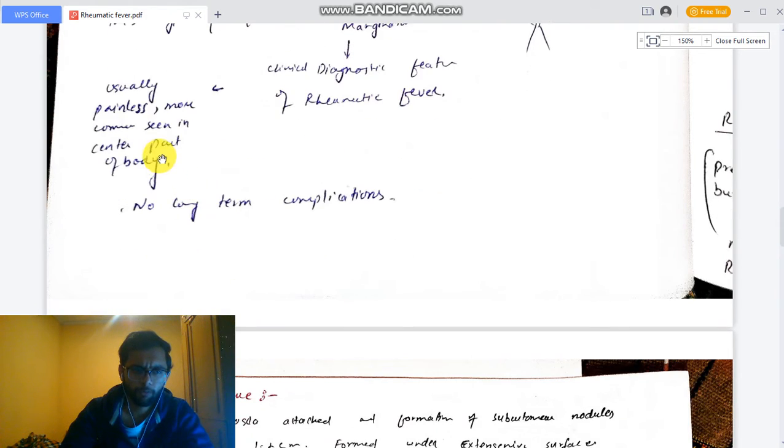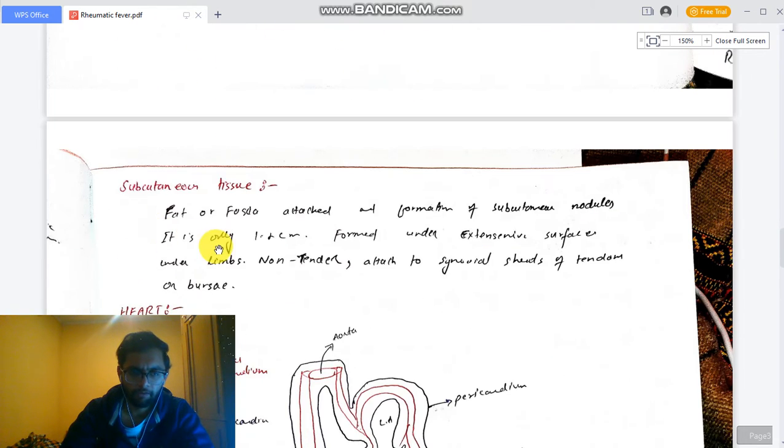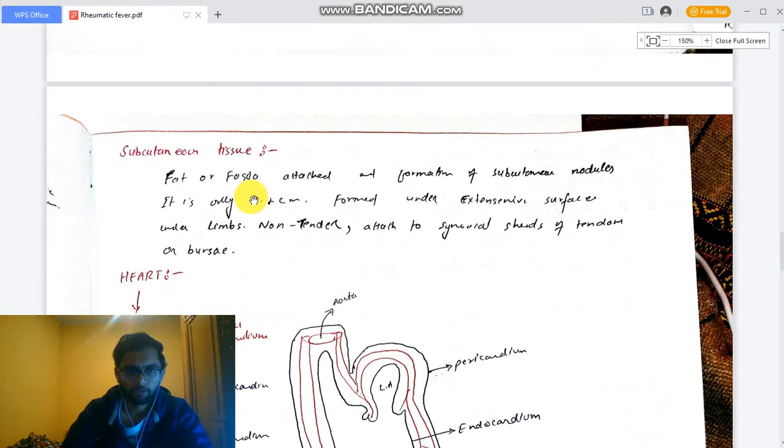It is usually painless, more common on the skin of the trunk, with no long-term complications. So every complication of rheumatic fever is not long-term. It will recover after the treatment is done. Next, in the subcutaneous tissue, fat or fascia, there is formation of subcutaneous nodules. They are only 1 to 2 centimeters, formed over extensor surfaces of limbs, non-tender, attached to synovial joints, tendons or bursa.